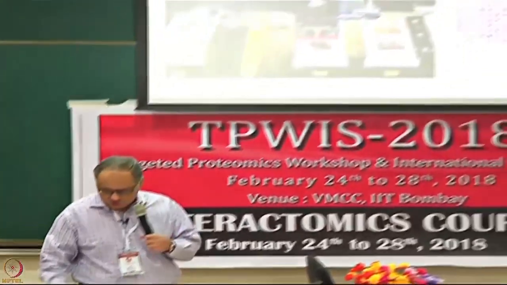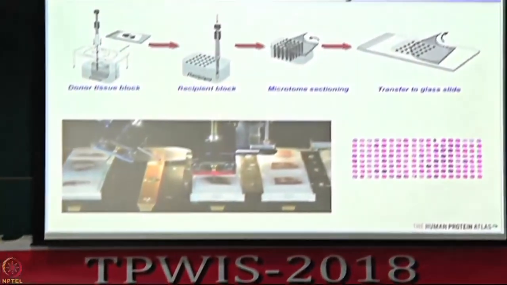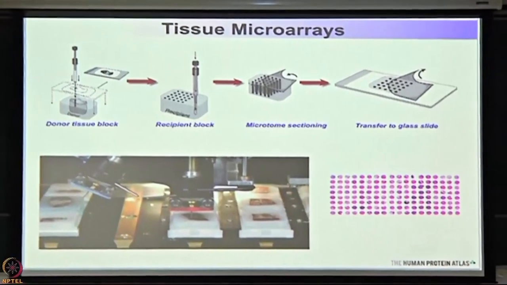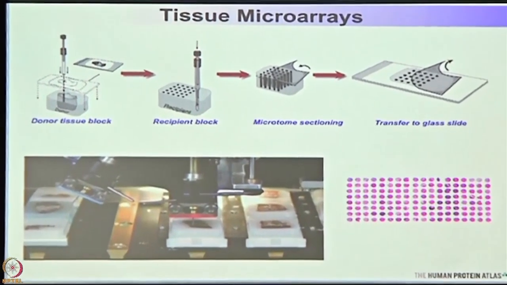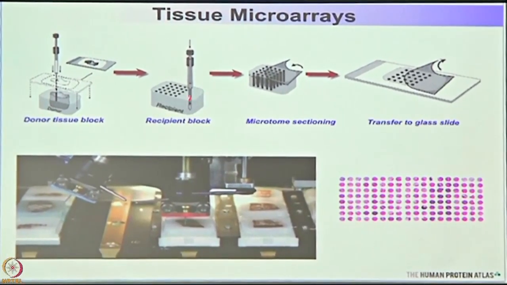This just shows you briefly how tissue microarrays are made. You take a core from that block that I showed you and you put it into a different block in which there is space for more cores. This is then cut as a section, put on a slide, and then when you stain it, this is an ordinary H&E stain. That's how it looks.